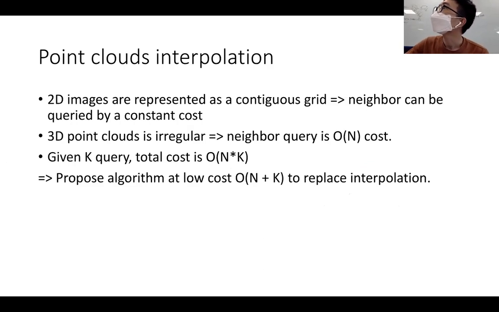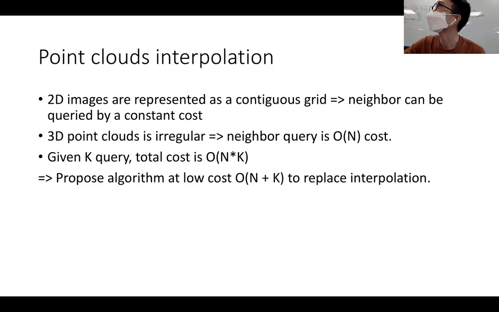Okay, in a 2D image, pixels are represented by a contiguous grid. Because you have a pixel everywhere in your image, the neighbor can be queried at constant cost. You give me any coordinate, I can tell you what the neighbor is at constant cost.